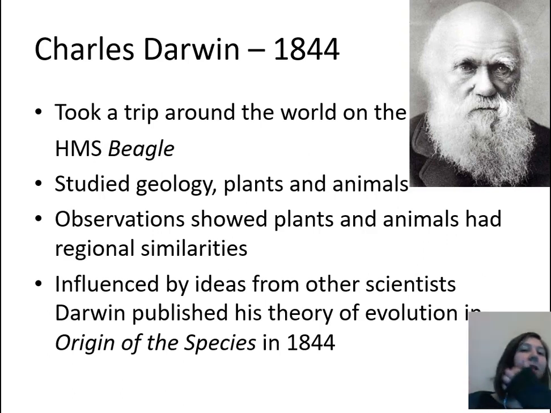Charles Darwin in 1844 proposed a lot of contrary ideas to Lamarck. He took a trip around the world on the HMS Beagle, which was a ship from England. He studied geology, plants, and animals. It's often said that Darwin was a naturalist because he studied a lot of things about nature. He made a lot of observations about the plants and animals that he saw on his voyage. And he noticed that they have regional similarities. So organisms that live in a similar environment are going to have similar traits. He was also influenced by other scientists, and he published his theory of evolution in 1844 in a book called The Origin of Species.